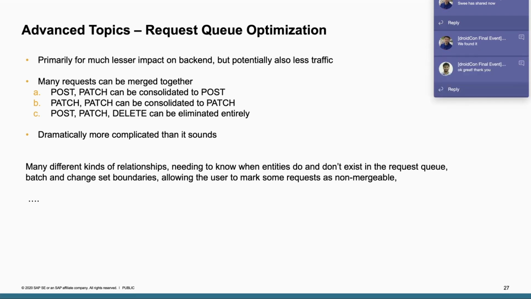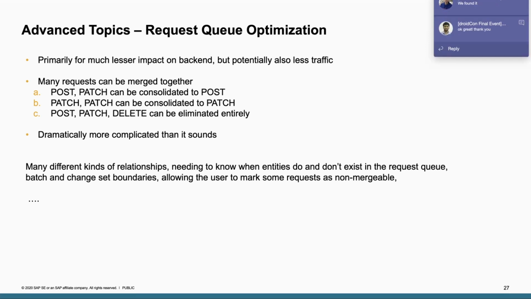It will lead to quite a few requests that are actually out of date from the data result point of view. So this is how we use a request optimization mechanism to handle this situation more effectively. For example, if there are many requests, a post followed by patches can be consolidated into a post in the end, or patches can be consolidated into one patch, or a post, patch, delete can be eliminated entirely at the last.